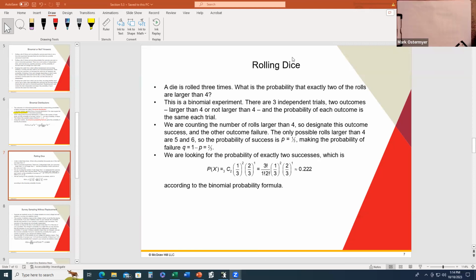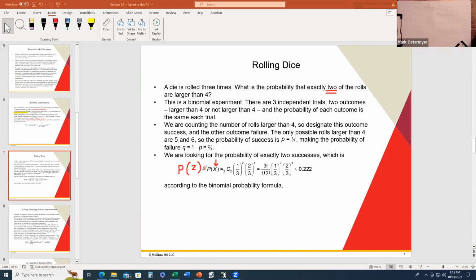Now, here is a typo on the PowerPoint. They forgot to put what in for X. What should they have put in place of X here? They forgot to put 2. Do you agree? We're interested in the probability of having two successes here. So they should have said P of 2.